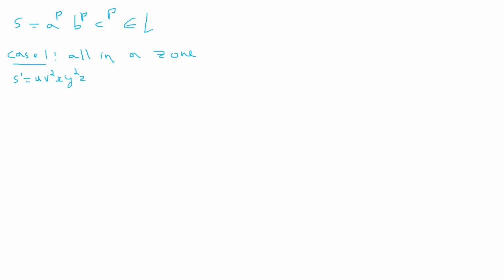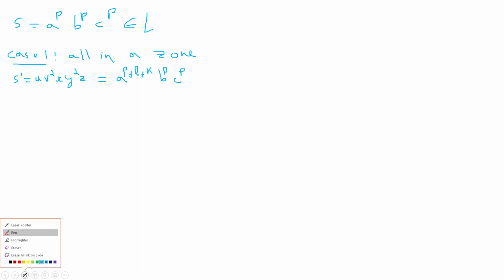Again, I take some string s that belongs to my language. All right, so case 1, we said it's all in A zone. So how would that look like? Well, if I say S prime is U V squared X Y squared Z, so remember we have to pump both V and Y, that would give me A^(P+L+K) B^P C^P.